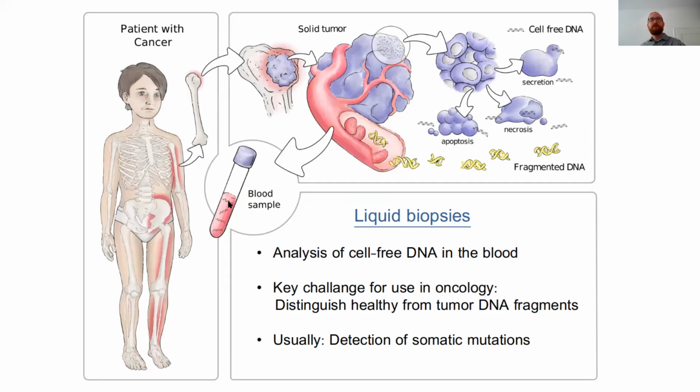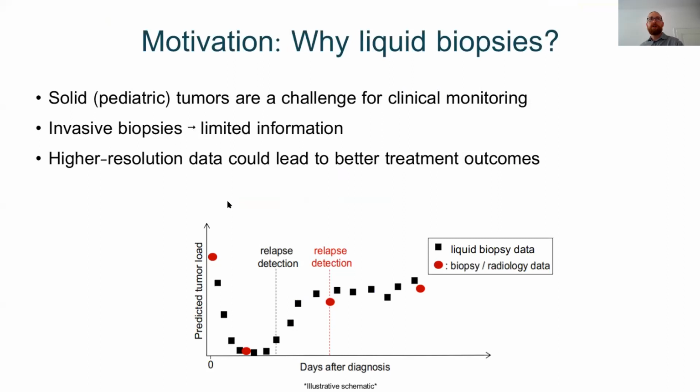But first, I want to give a motivation of why we really care about bringing liquid biopsies closer to clinical practice. Solid pediatric tumors are a challenge for clinical monitoring. They require invasive biopsies or imaging. They cannot be performed every time the patient presents at the clinic, so clinicians are facing limited information. If they had access to high-resolution data, such as liquid biopsies can provide, this could lead to a better treatment outcome. For example, by allowing early detection of relapse than is possible with traditional methods, as you can see here below.